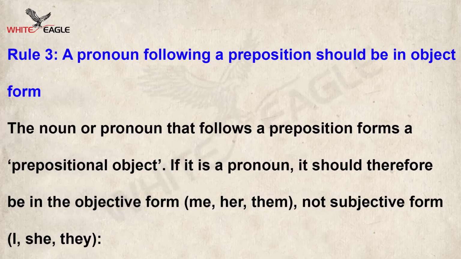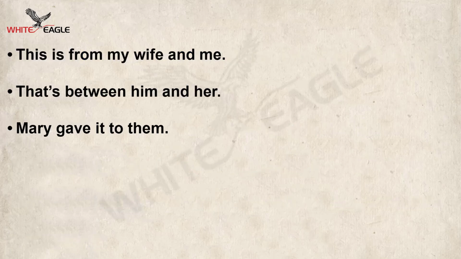Rule 3. A pronoun following a preposition should be in object form. The noun or pronoun that follows a preposition forms a prepositional object. If it is a pronoun, it should therefore be in the objective form, me, her, them, not subjective form, I, she, they. This is from my wife and me. That's between him and her. Mary gave it to them.